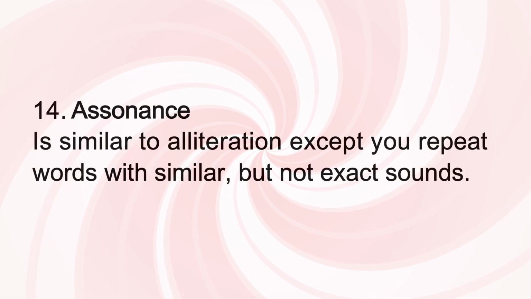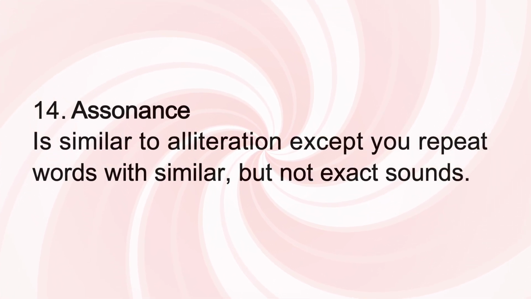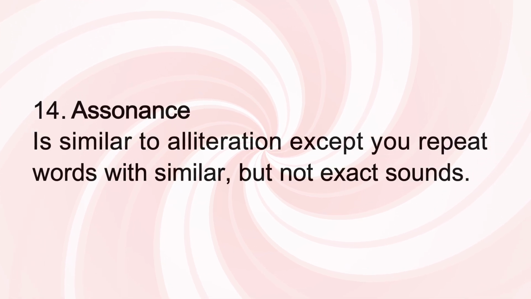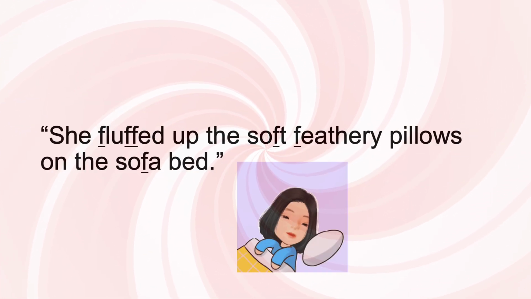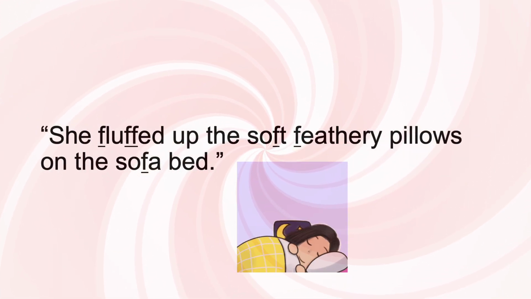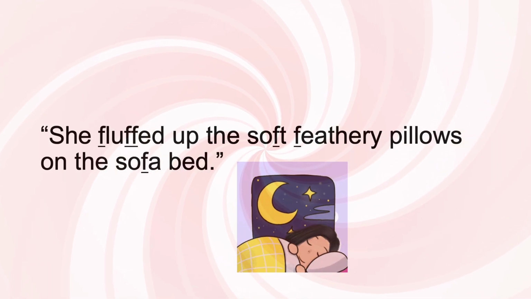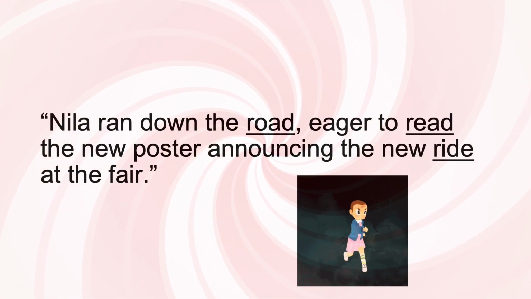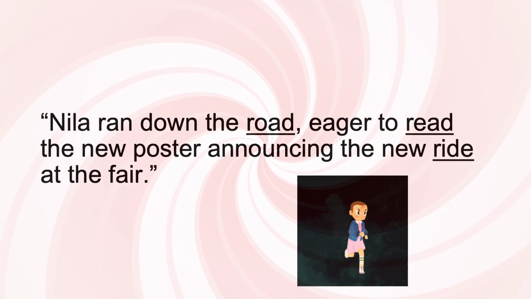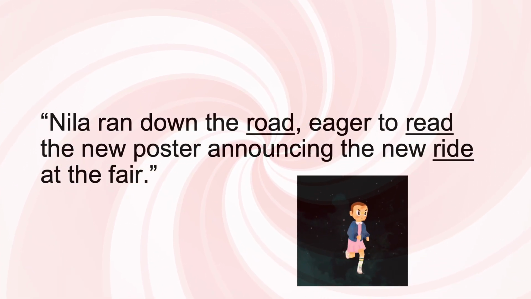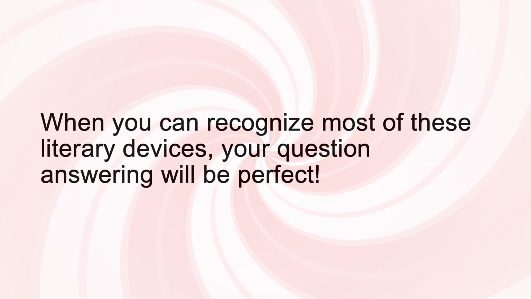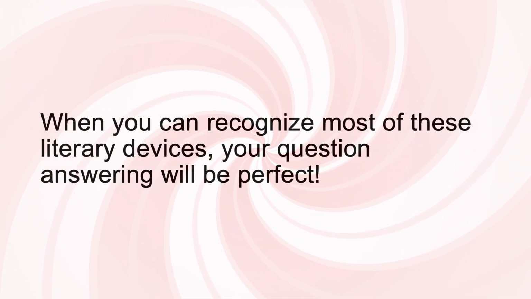14. Assonance. Assonance is similar to alliteration, except you repeat words with similar but not exact sounds. She fluffed up the soft feathery pillows on the sofa bed. Or a near rhyme. Neela ran down the road, eager to read the new poster announcing the new ride at the fair. When you can recognize most of these literary devices, your question answering will be perfect.